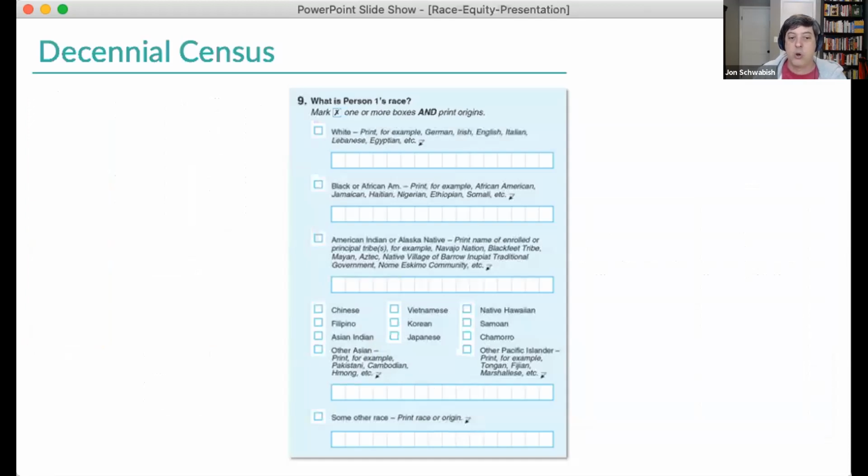So what I want to do is show you for about 6 different federal surveys the question about race. So this is a question from the decennial census. So hopefully everybody filled out their census form. So question 9 is about race.